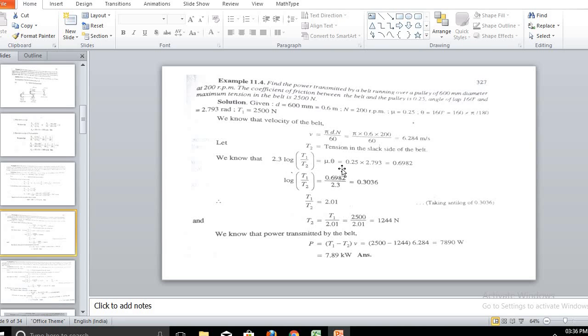By simplifying this we get T1 by T2 equal to 2.01. T1 is given as 2500, so we calculate T2 as 1244 Newton. We put this value in the formula, and power we can calculate as 7.89 kilowatt.